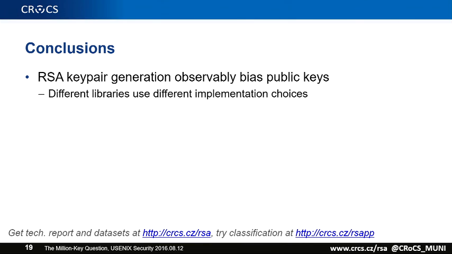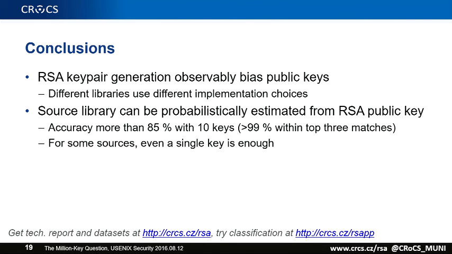So to conclude, RSA key pair generation observably biases public keys, and different libraries bias it differently, and therefore we can distinguish this. So we can attribute based on a bunch of public keys. We can go back and say which library generated that. On average, with 10 keys, you are 85% probable, 99% with top 3. For some sources, even 1 key is enough. You can just check the table.